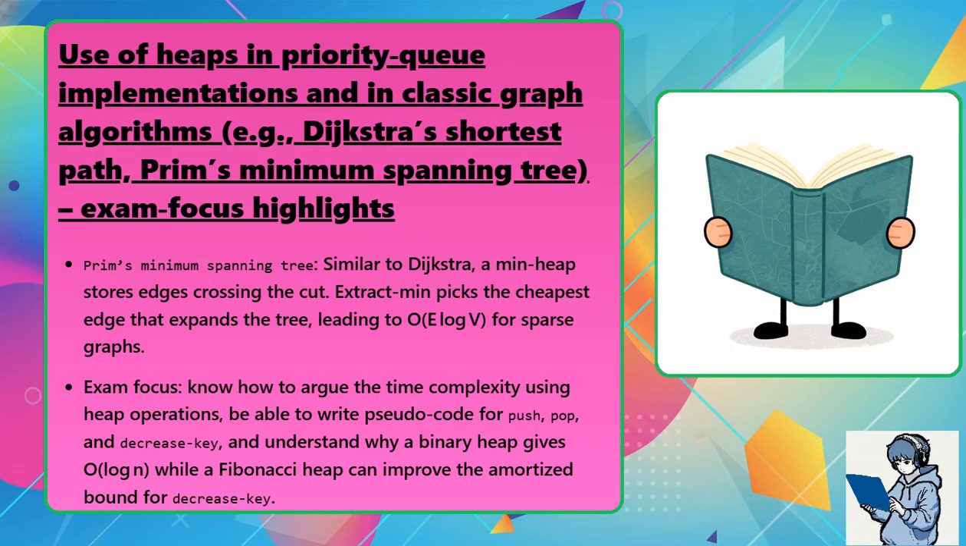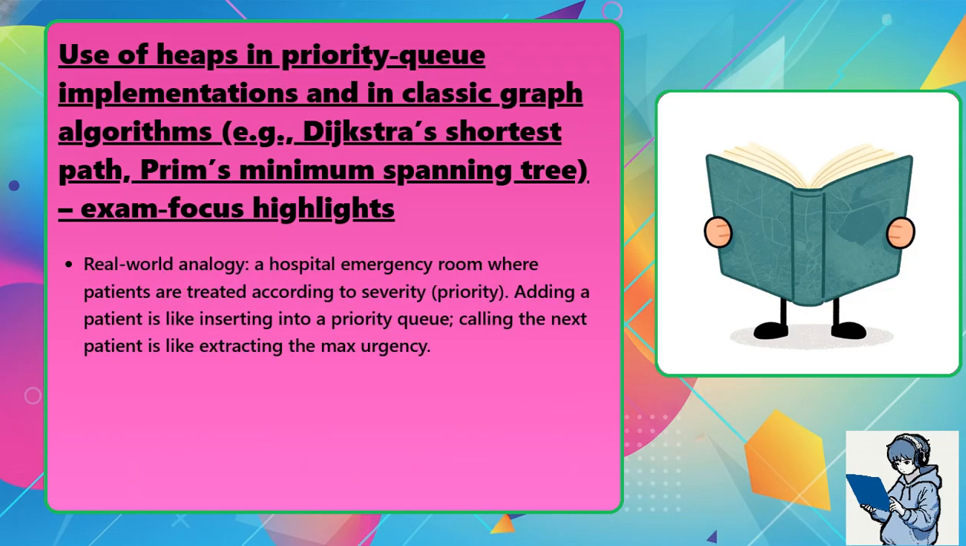Exam focus. Know how to argue the time complexity using heap operations, be able to write pseudocode for push, pop, and decrease key, and understand why a binary heap gives O(log n), while a Fibonacci heap can improve the amortized bound for decrease key. Real-world analogy: a hospital emergency room where patients are treated according to severity priority. Adding a patient is like inserting into a priority queue. Calling the next patient is like extracting the max urgency.